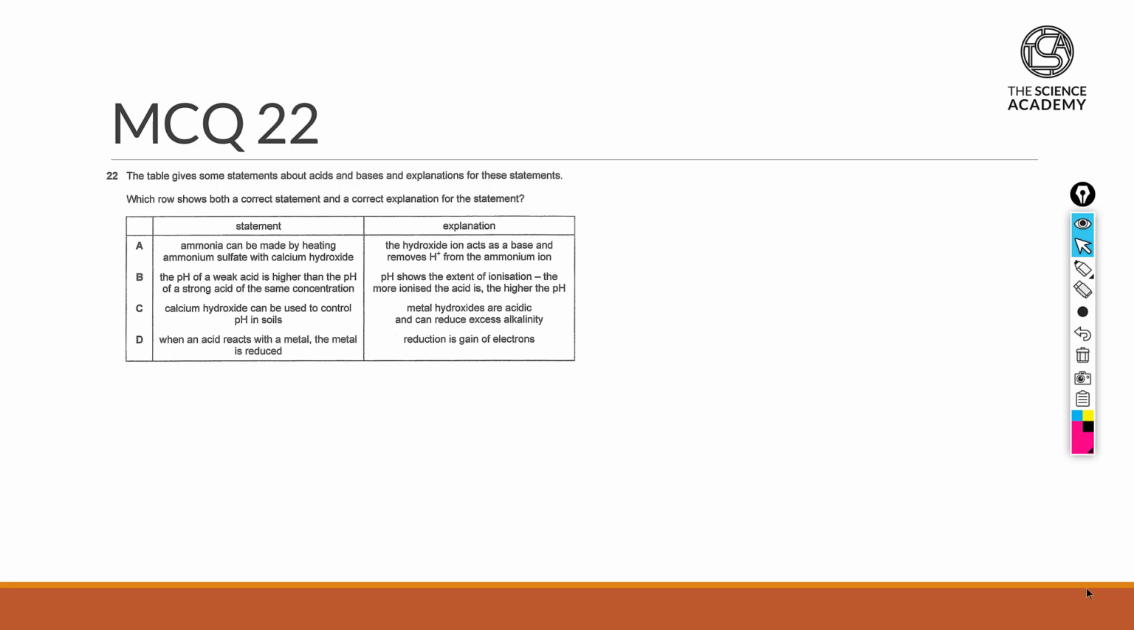In MCQ 22, we're going to look at some statements given and check if the explanation given is relevant by itself. For A, ammonia can be made by heating ammonium sulfate with calcium hydroxide.